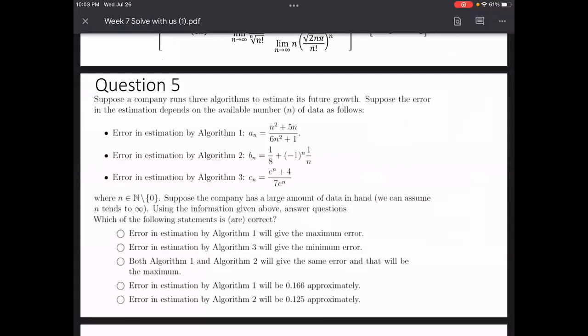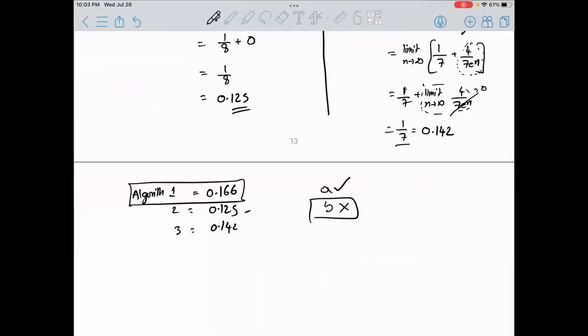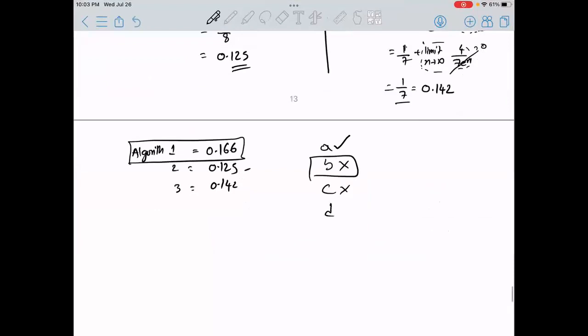And coming to option D: error in estimation by algorithm 1 is 0.166. True. And option E? Yeah, true. C is wrong, D is right, and E is right. So A, D, E are the answers. Clear? Yes, sir. Clear.